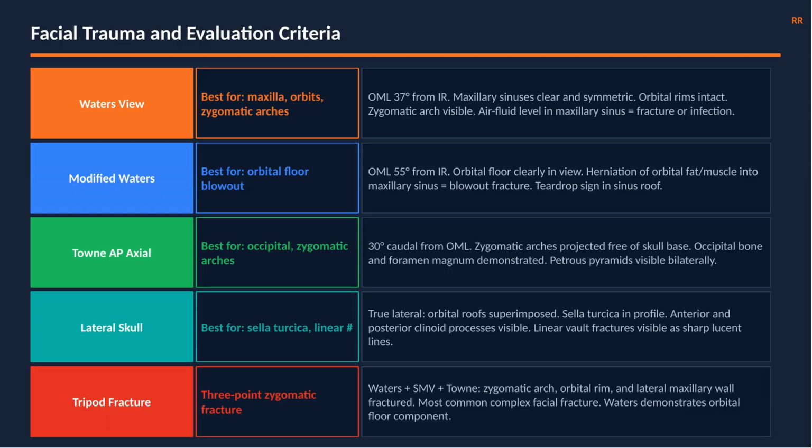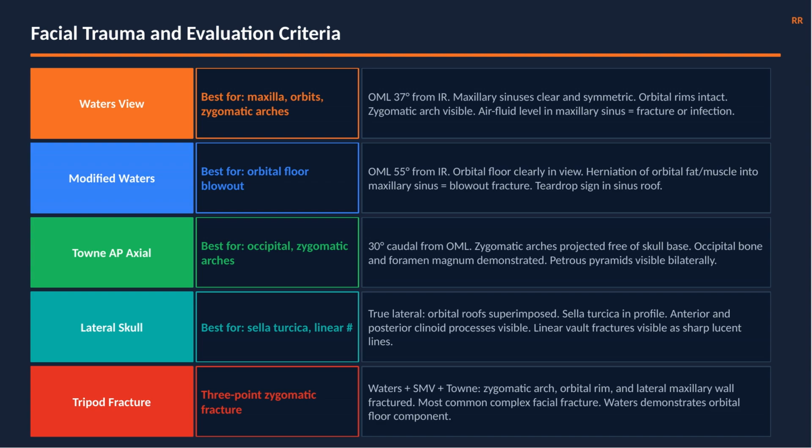The table on this slide summarizes 5 key findings and which view demonstrates each best. Waters, maxillary sinuses, orbital rims, zygomatic arches. Air fluid level in the maxillary sinus indicates either fracture or infection. Modified Waters at 55 degrees, orbital floor, the blowout fracture view. The teardrop sign, orbital fat or inferior rectus muscle herniating into the maxillary sinus, is the key finding.